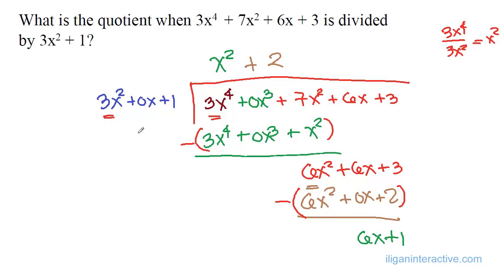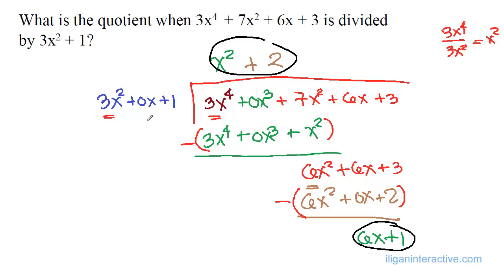6x plus 1 can no longer be divided by that, because as you can see, the exponent is smaller than our divisor. Now, all in all, this will be our quotient, and this will be our remainder.